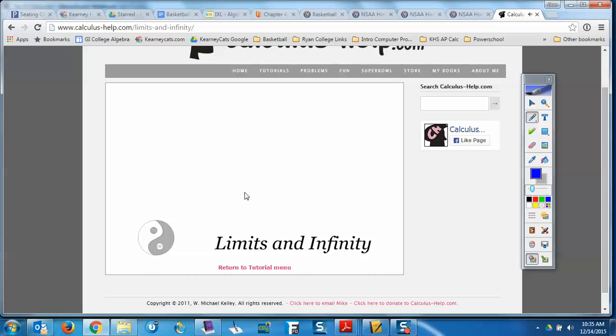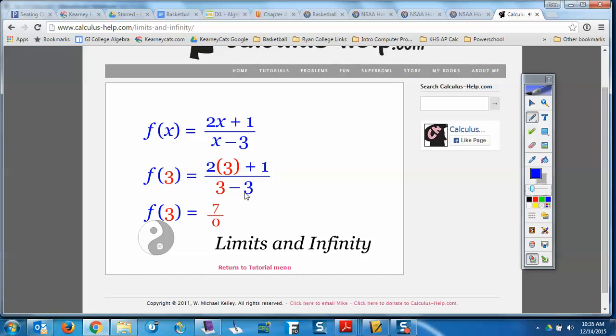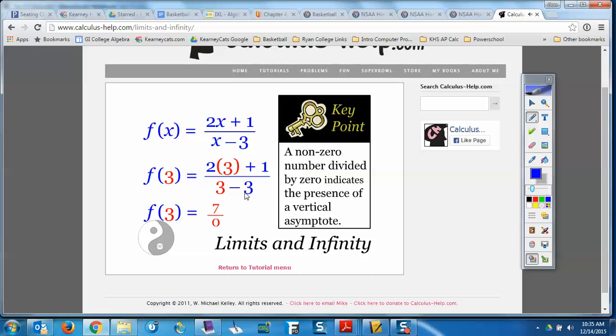As you calculate various values of f and evaluate different functions, you can come across some bizarre things. For example, take a look at this function. F of x equals the fraction 2x plus 1 divided by the quantity x minus 3. Now, if you plug in 3 to this, you're going to get 7 divided by 0. Now, I know we've seen 0 divided by 0 in a lot of previous examples, but we've never seen a non-zero number divided by 0. Well, that's bizarre, I know, and it indicates something important.